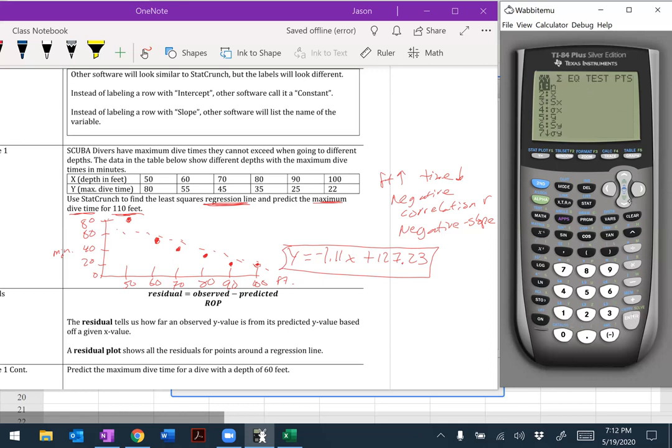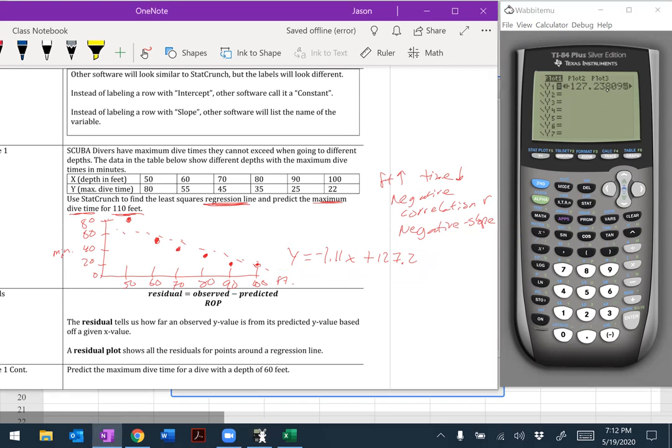Okay, and then I'm going to go over here to equation, EQ, and it says regression equation 1. So I'm just going to hit the 1 for the regression equation, and if I arrow over here, you'll see it gives me the regression equation populated. There's my slope, negative 1.114, x times x plus 127.23. Okay, this should actually be 24.